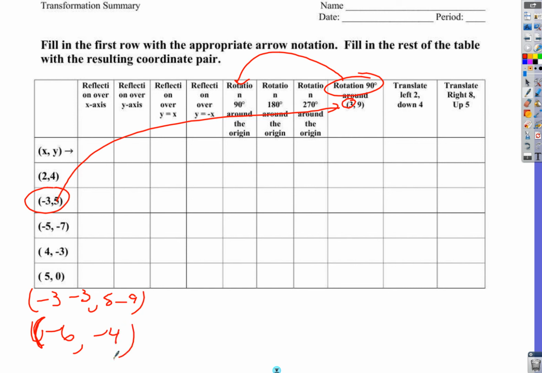Okay, so right now I've left off on negative 6, negative 4. That's when I can do the rotation. I know on a 90-degree I have to switch them. And also the first one's going to change sign, so it should be 4, negative 6. That's step 2. And then lastly, those numbers up here that you subtracted, you add them back. So 4 plus 3 and negative 6 plus 9.